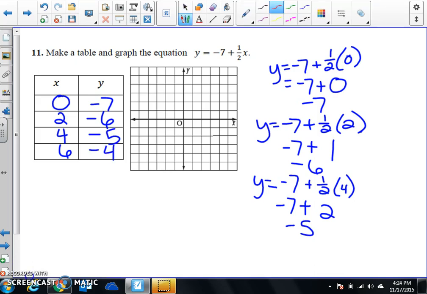All right, my first one is 0, -7, 1, 2, 3, 4, 5, 6, 7. 2, 1, 2, 1, 2, 3, 4, 5, 6. 1, 2, 3, 4, 1, 2, 3, 4, 5. And the last one is 6, negative 4.